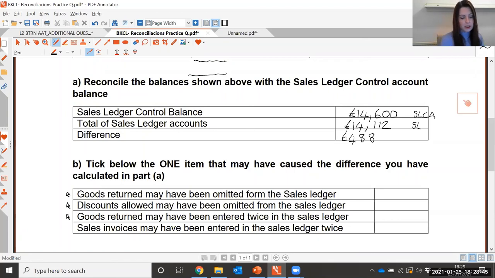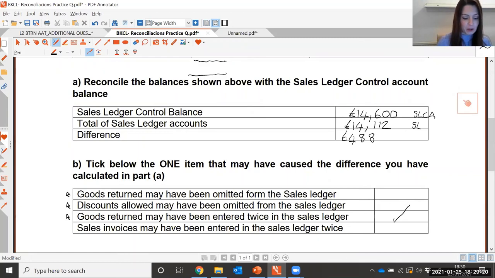And then the next option, goods returned may have been entered twice in the sales ledger. Does anyone else agree with Megan? Yeah, you're all right. So goods returned may have been entered twice. So that is the reason why the sales ledger is so low compared to the sales ledger control account. Brilliant.